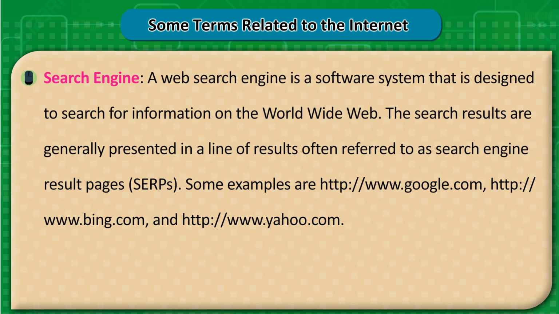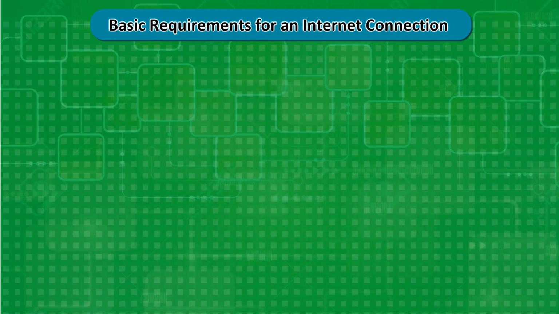Search engine. A web search engine is a software system that is designed to search for information on the World Wide Web. The search results are generally presented in a line of results often referred to as search engine result pages, SERPs. Some examples are http://www.google.com, http://www.bing.com, and http://www.yahoo.com.